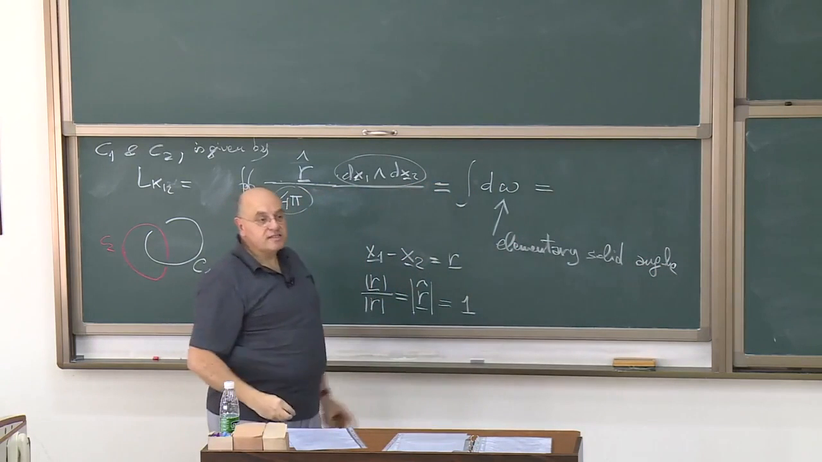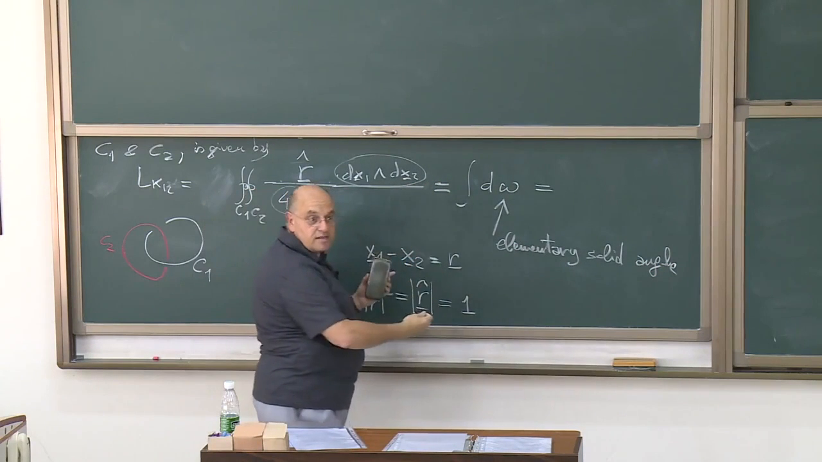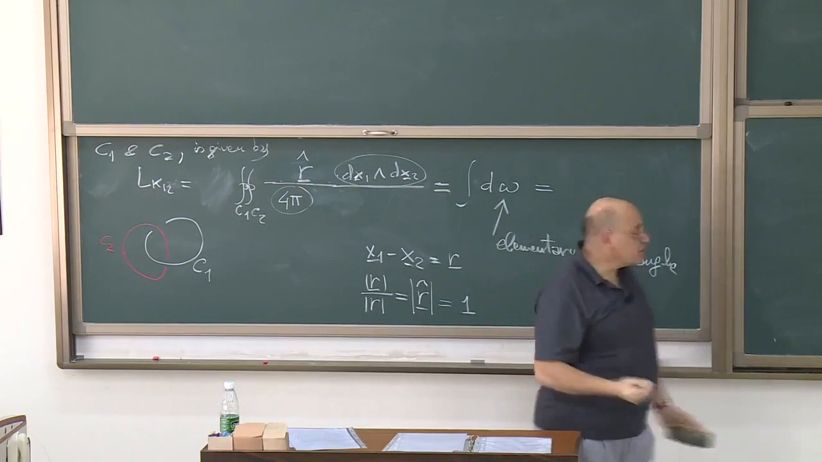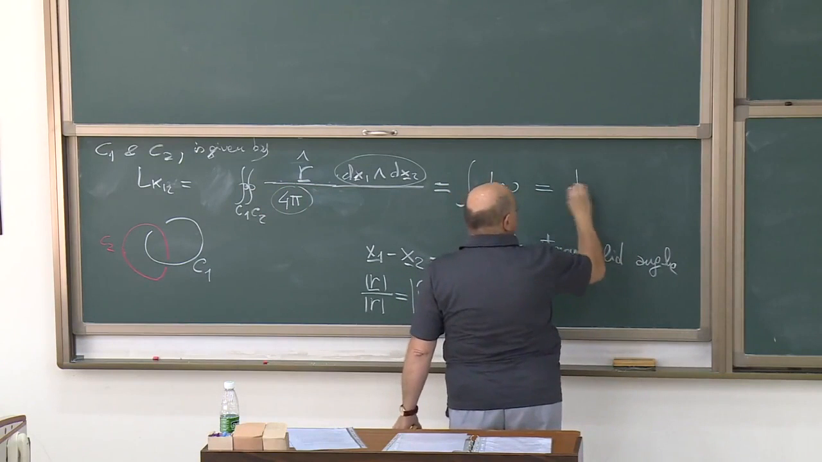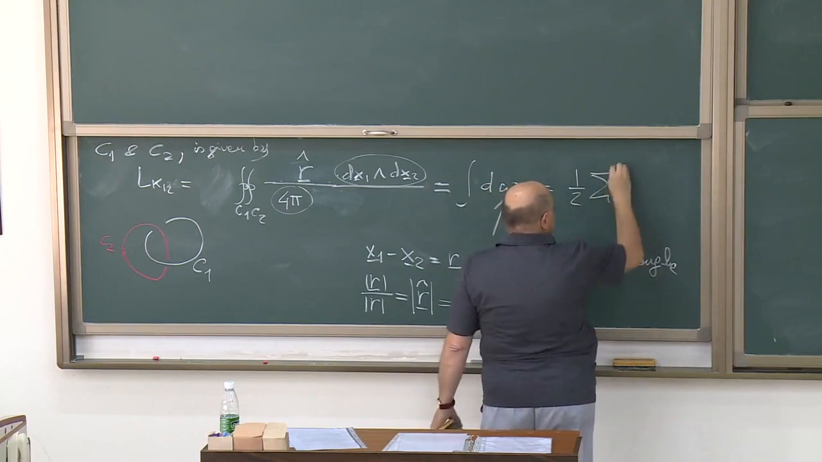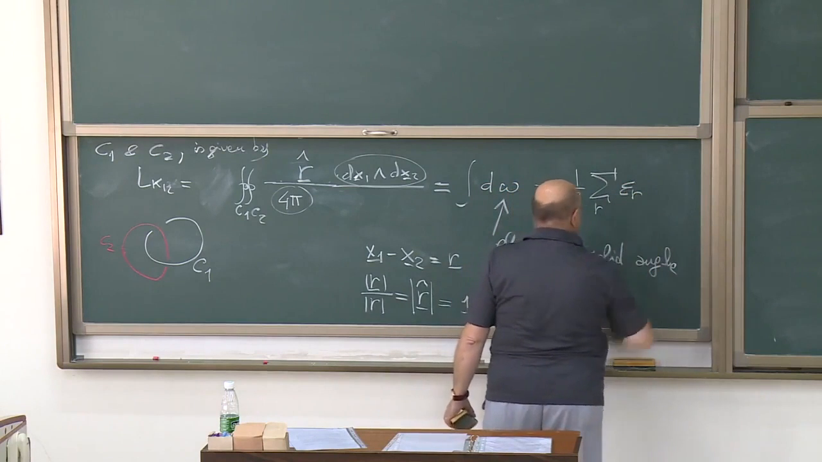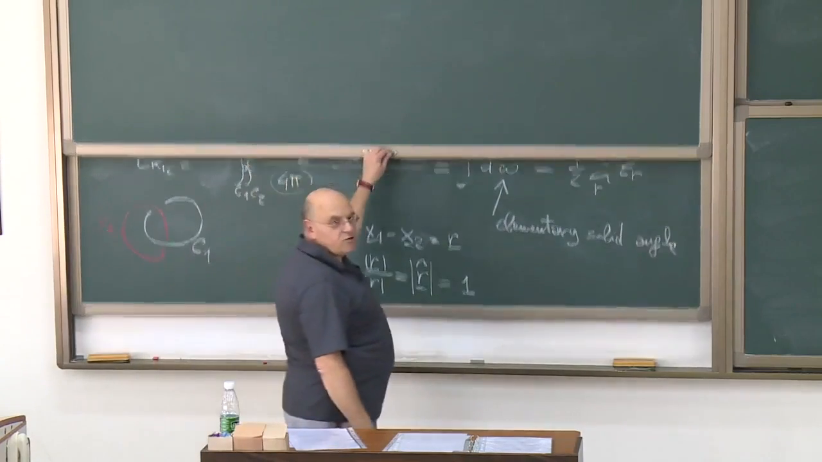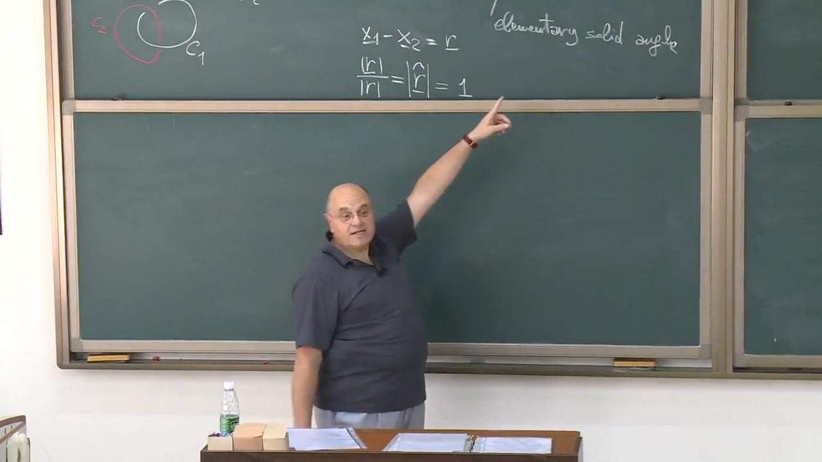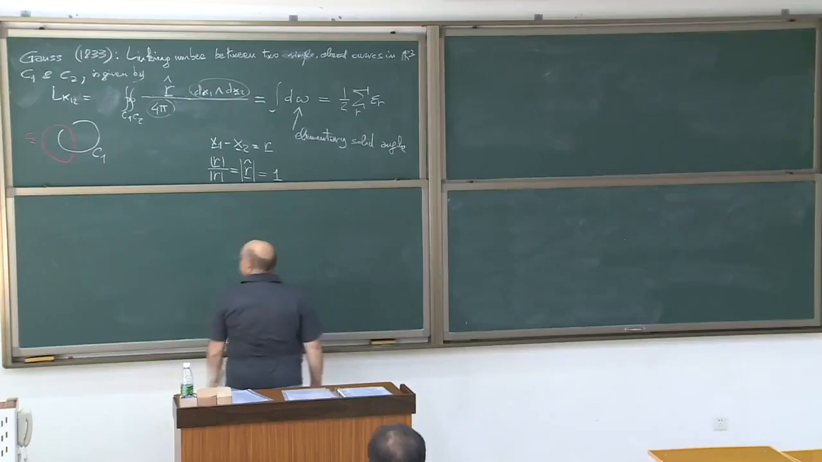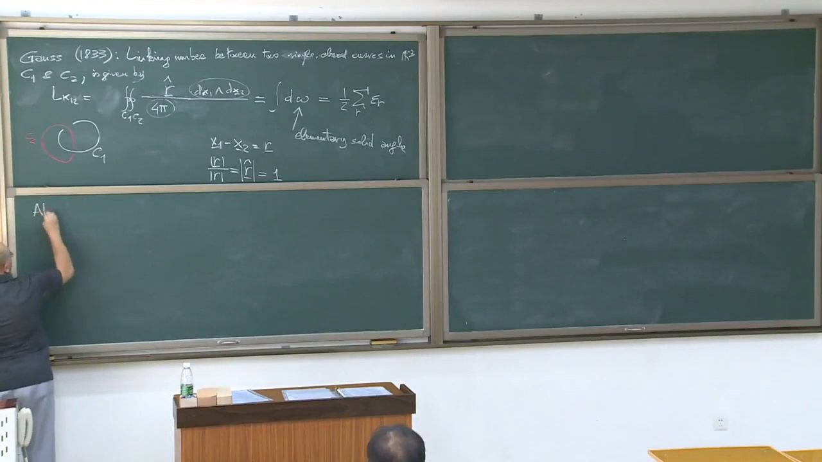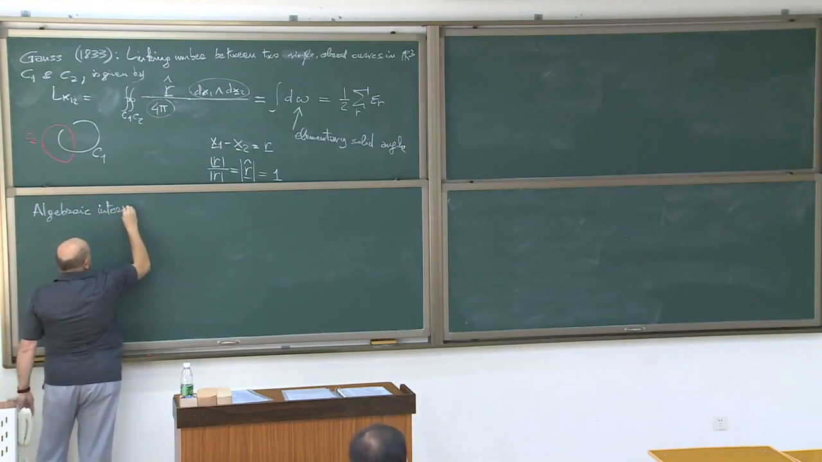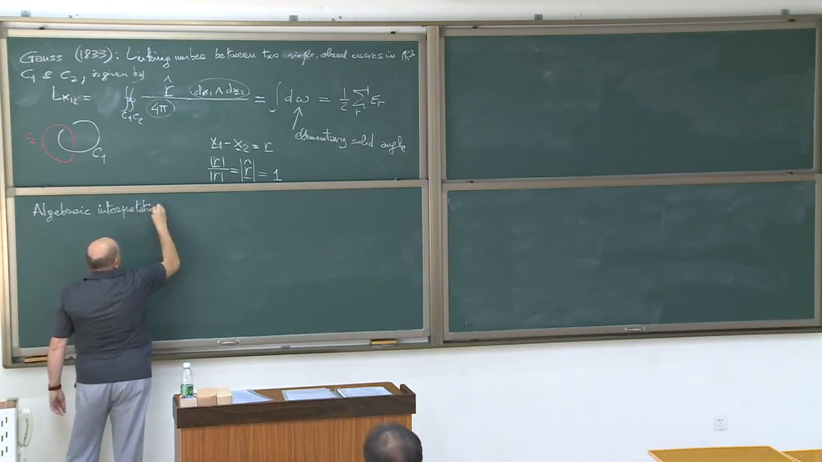Counting the apparent crossings, you can reduce this formula to an algebraic expression. You count the crossings. So I say, well, there is a 1/2 for some reason, summation over the crossings. Now I need a quick way to let you calculate that. So, algebraic interpretation of linking.